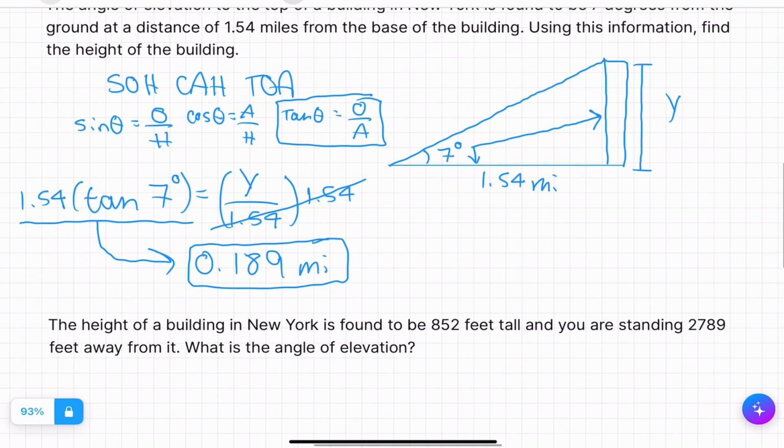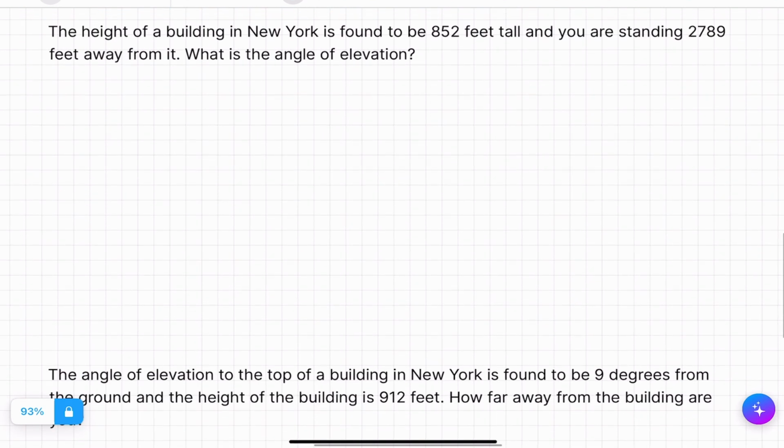Let's try another problem. The height of a building in New York is found to be 852 feet tall, and you are standing 2,789 feet away from it. What is the angle of elevation?